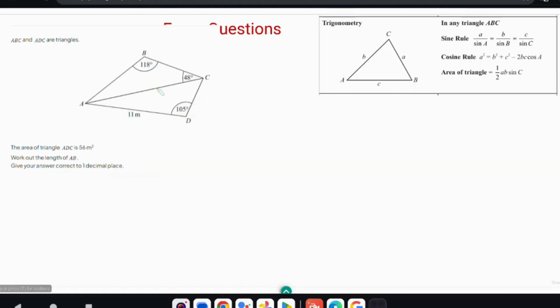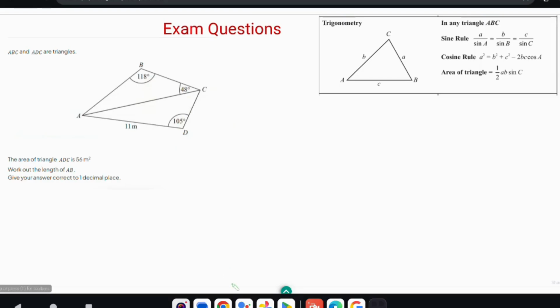So we've got two triangles here. Area of triangle ADC is 56 centimetres squared. Work out the length AB. So for this top triangle, I don't have enough information. I've got a pair and an angle. It's just not enough to find my missing length.